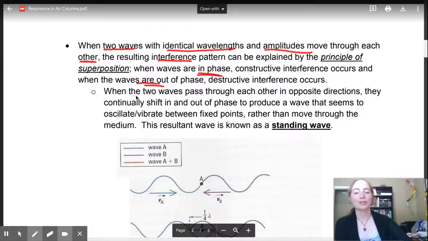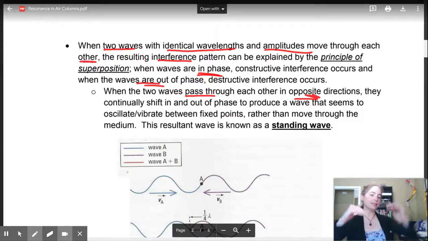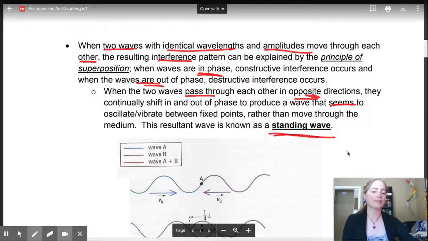Okay. So as our two waves pass through each other in opposite directions, we're going to shift in phase, out of phase, in phase, out of phase, in phase, out of phase. And it's going to produce a wave that seems to be just oscillating between two fixed points rather than moving through a medium. The resultant is what we call a standing wave.